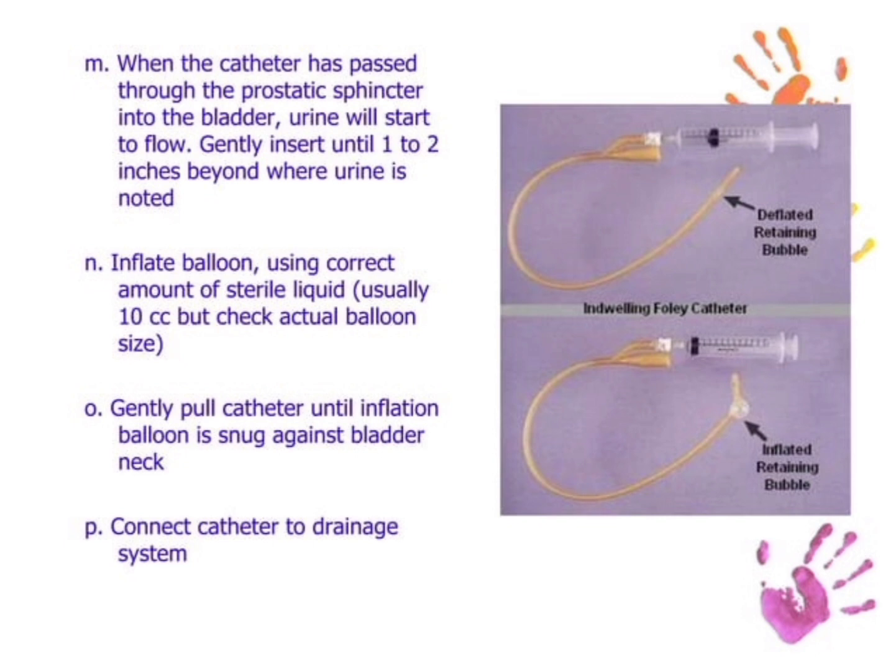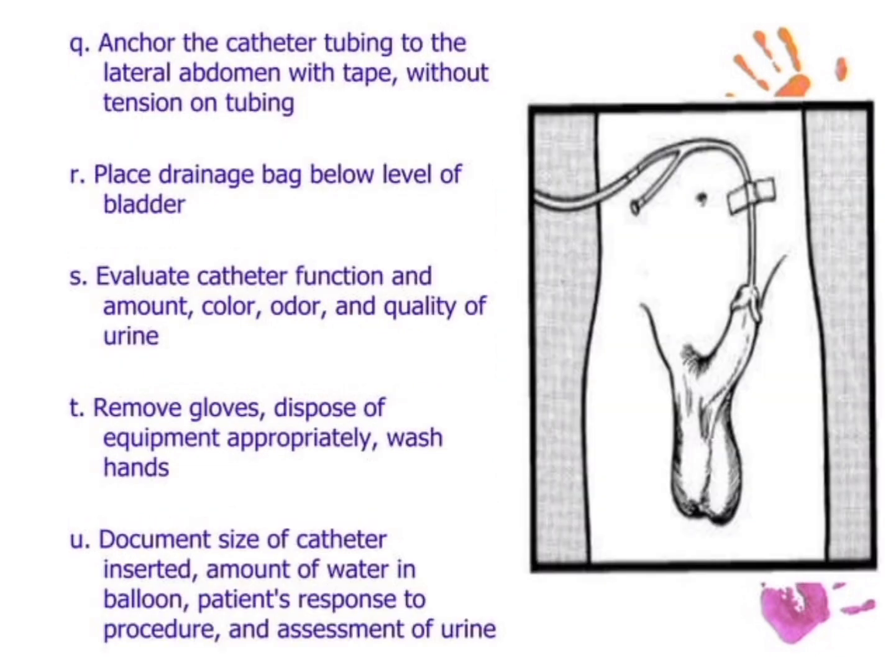Inflate the balloon using the correct amount of sterile liquid. Gently pull the catheter until the inflation balloon is snug against the bladder neck. Connect the catheter to drainage. Anchor the catheter tubing to the lateral abdomen with tape without tension on the tubing. Place the drainage bag below the bladder.